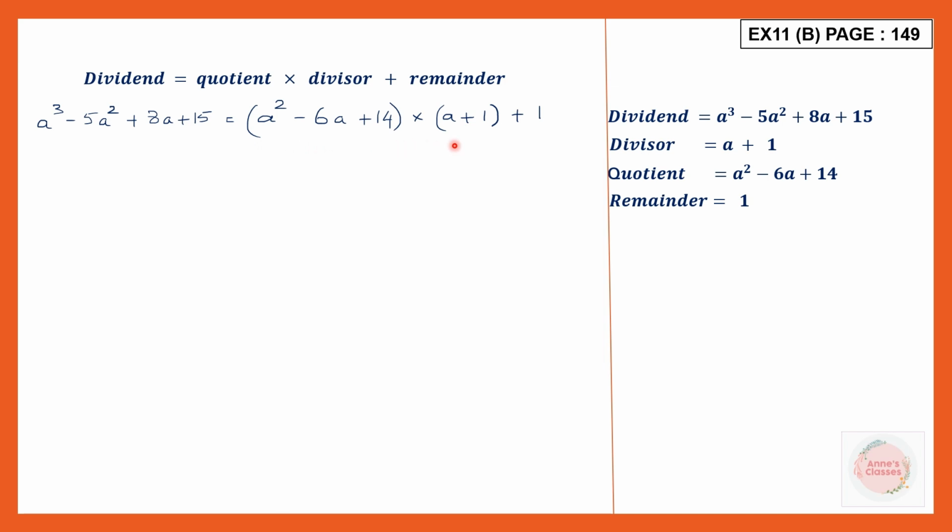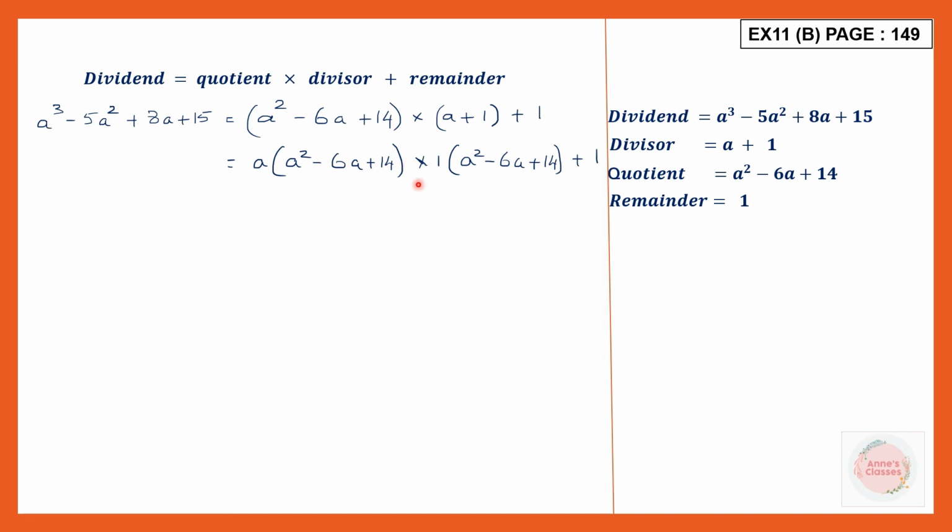We're going to work out this side and see whether we're going to get the same answer. Okay, so we're going to multiply these two. So how do we multiply that? Like our normal multiplication, we take the first term of this and multiply it with each term here and then take the second term. So we write it down like this: a into a square minus 6a plus 14, into 1. Okay, 1 into the same thing, a square minus 6a plus 14. And then we have this plus 1 which is remaining.